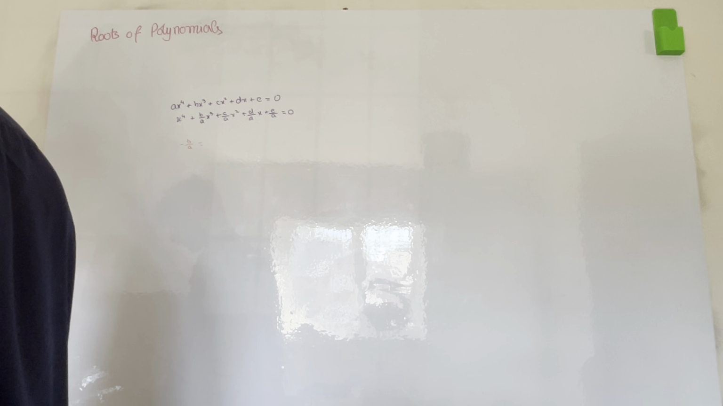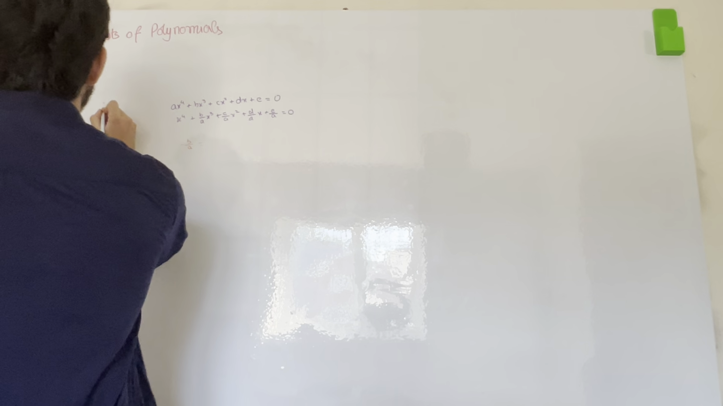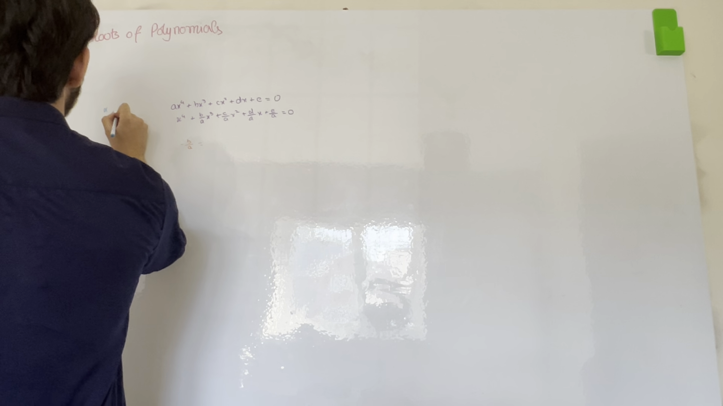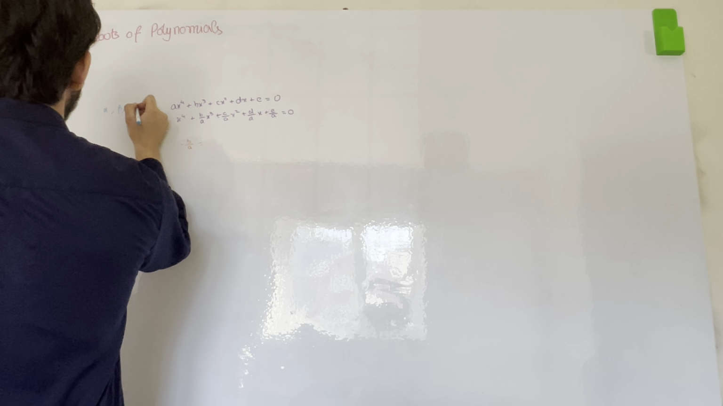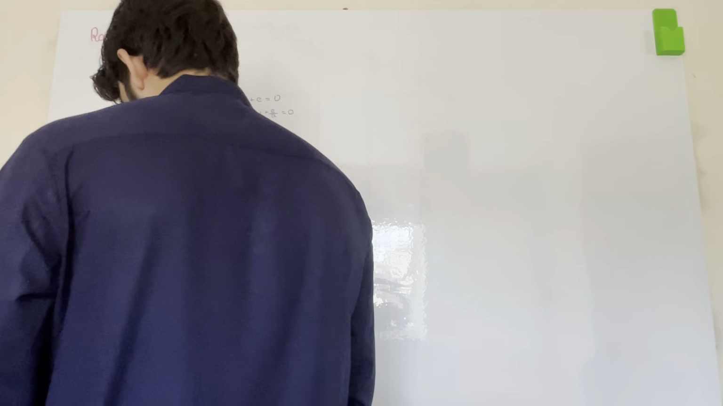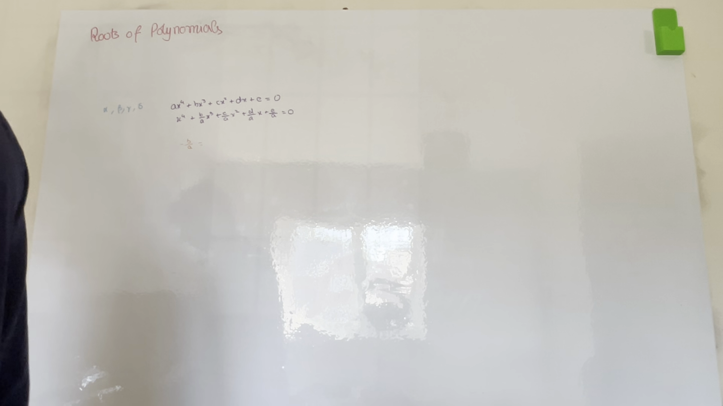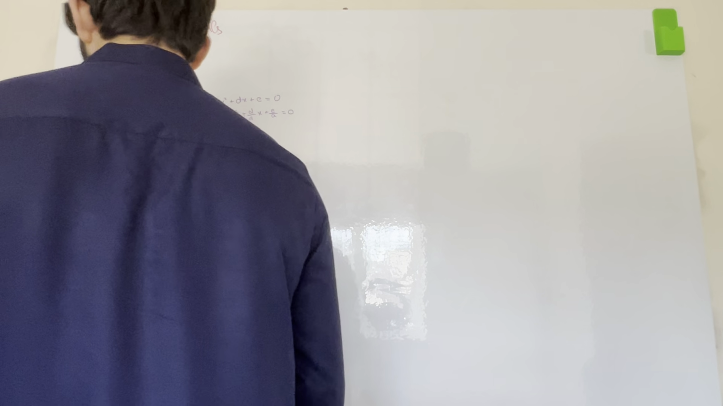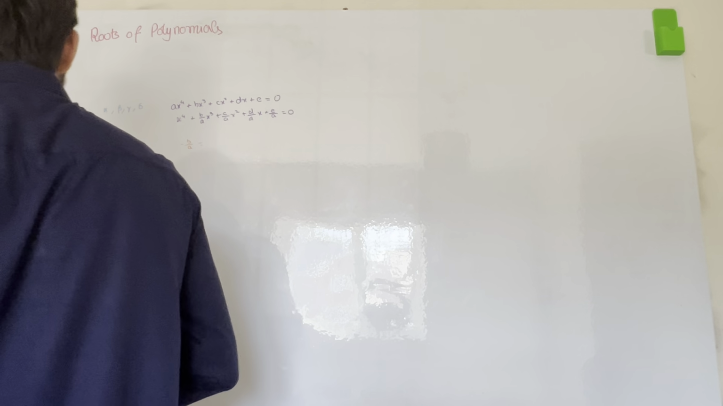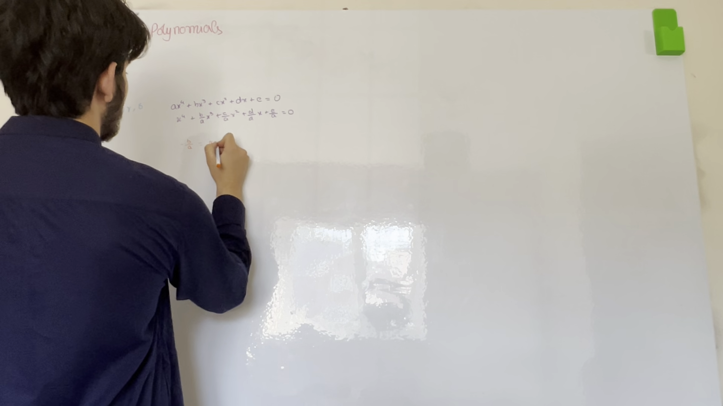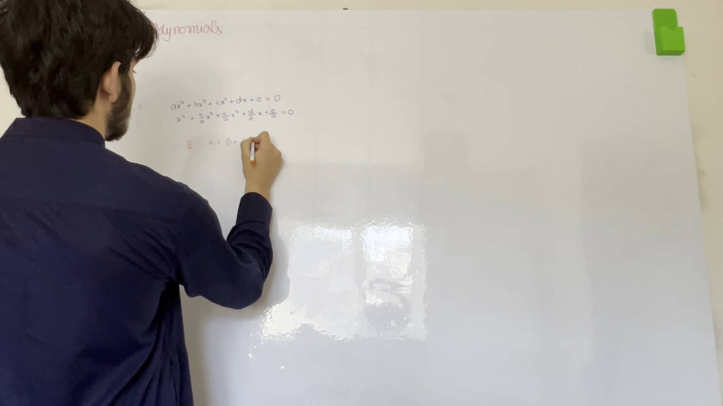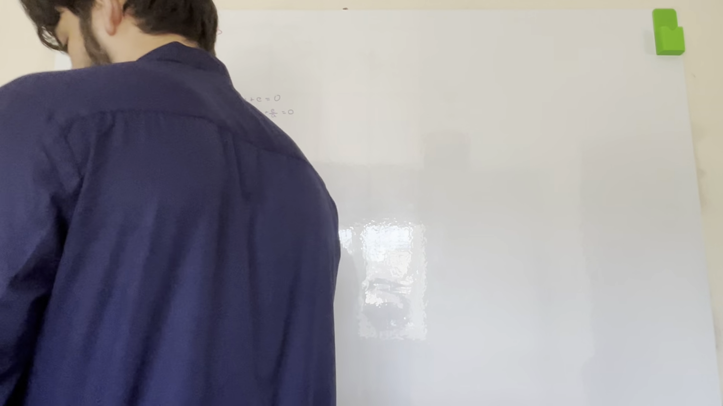Because this is a quartic, there will be 4 roots, and we're going to define those roots as alpha, beta, gamma, and delta. So now, as we know, minus b over a is just all of these roots added together. Essentially, you're just writing it down, adding a plus, and then that's it.